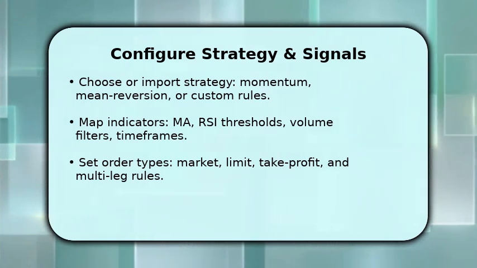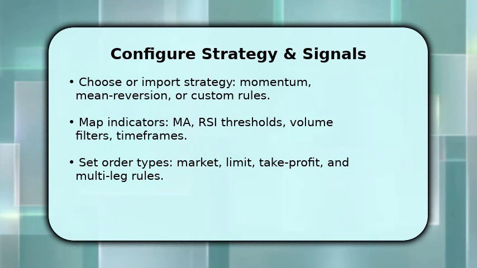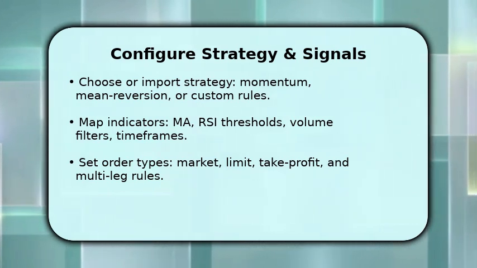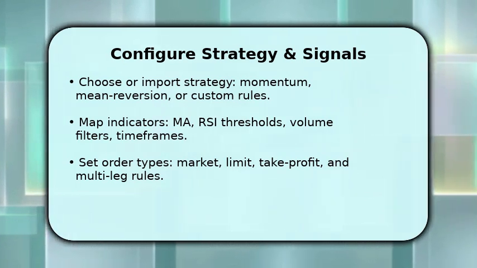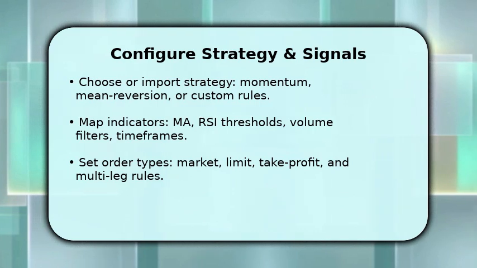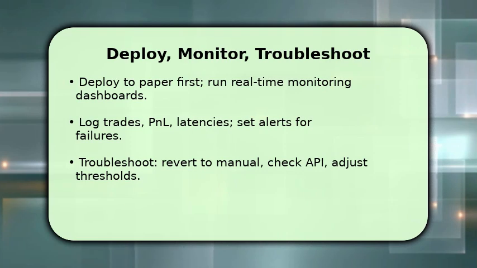Next, assign order types and execution logic: market vs limit, take profit percentages, and multi-leg sequencing for spreads. Once configured, run a short backtest so you see behavior before risking capital. Deploy cautiously. Start in paper mode and watch real-time metrics.